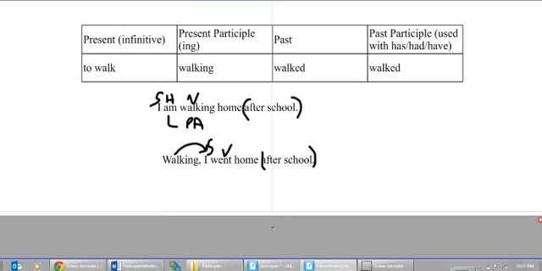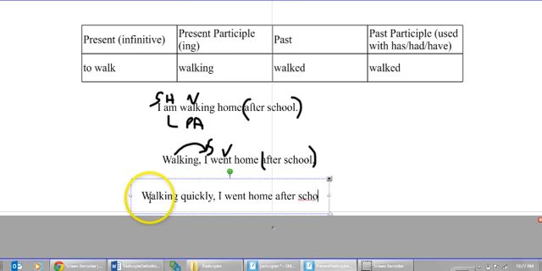Now, let's see if I can turn it into a phrase. Let's try this. I'm looking at my clock. I'm almost out of time. Walking quickly, comma, I went home after school. Okay, so the labeling is the same. I is the subject, went is the verb, home, after school is a prep phrase, but this has become a participial phrase. It's not just a participle anymore, it's a phrase because now it's two words that describe me.